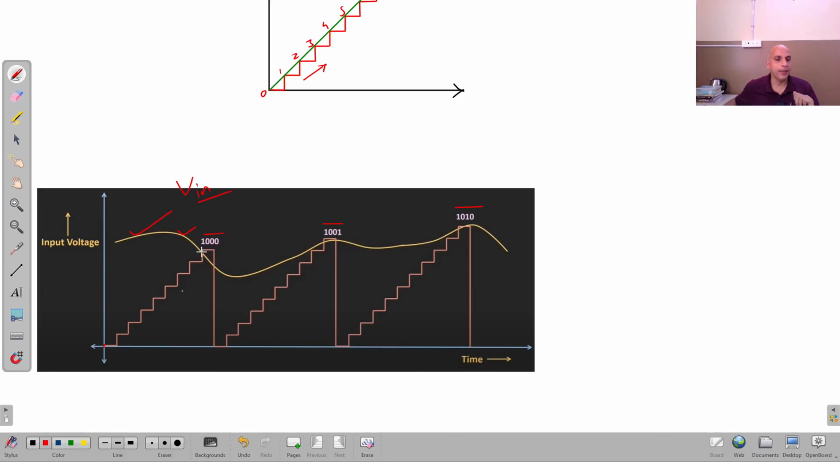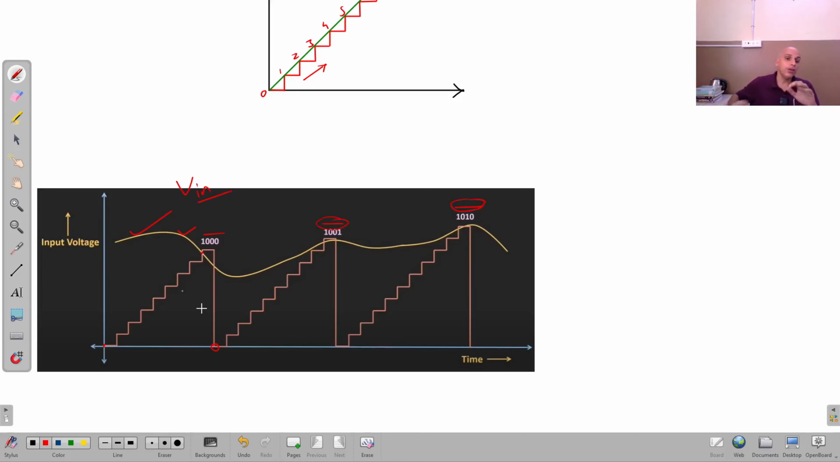Now at that time this information will be stored in the register and the counter will be sent back to the 0 position. Then it will again start counting and take the next sample, right? So in this way samples are taken.